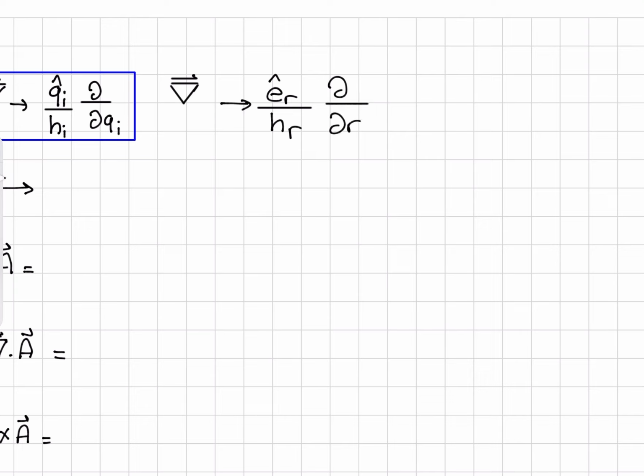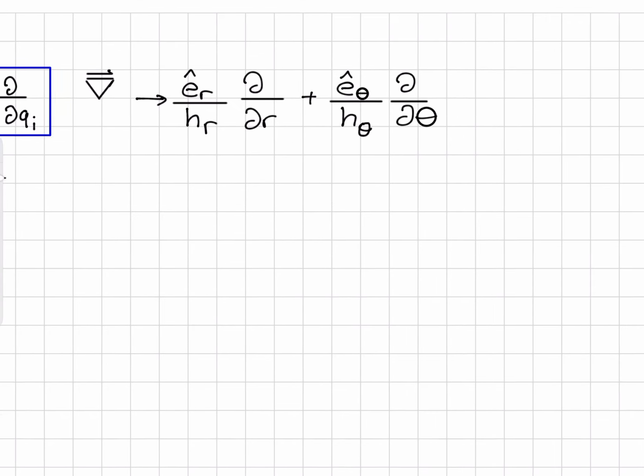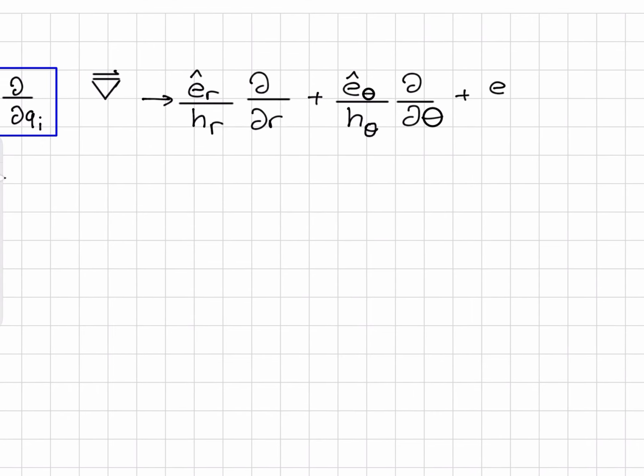This is our gradient operator, plus e theta hat, our unit vector, divided by the scale factor h theta, del del theta. And then we have e phi hat divided by the scale factor h phi, del del phi. So this is what we need to do to obtain the gradient operator.